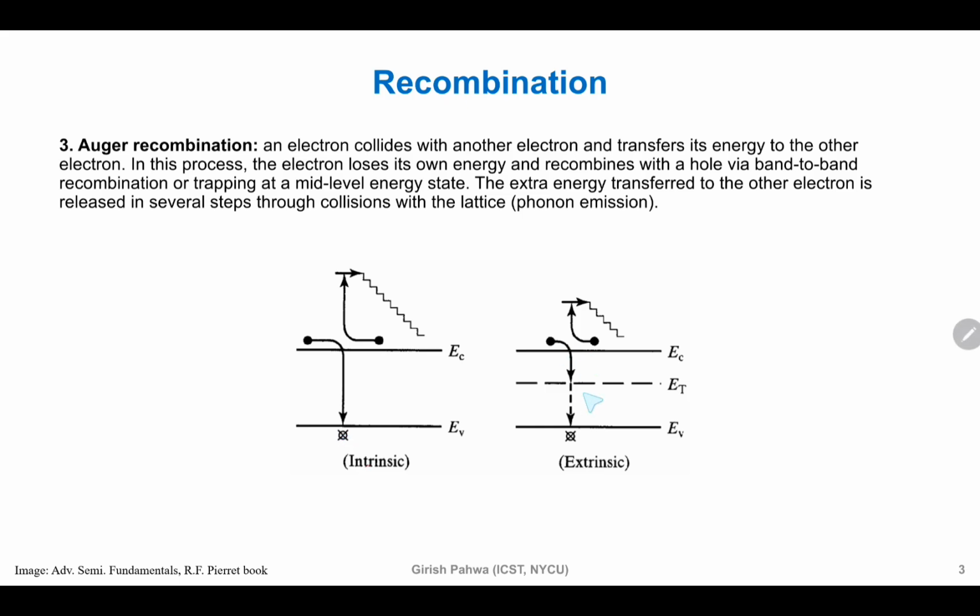Okay, so it can happen directly, it can happen indirectly through the mid gap state. If it happens directly, then this electron gets a lot of energy equal to almost the band gap, and if it happens indirectly, this will get energy less than the band gap. Okay, so this is the recombination. There are some other processes of recombination, but I won't go into that. So the most important ones I have already told you.